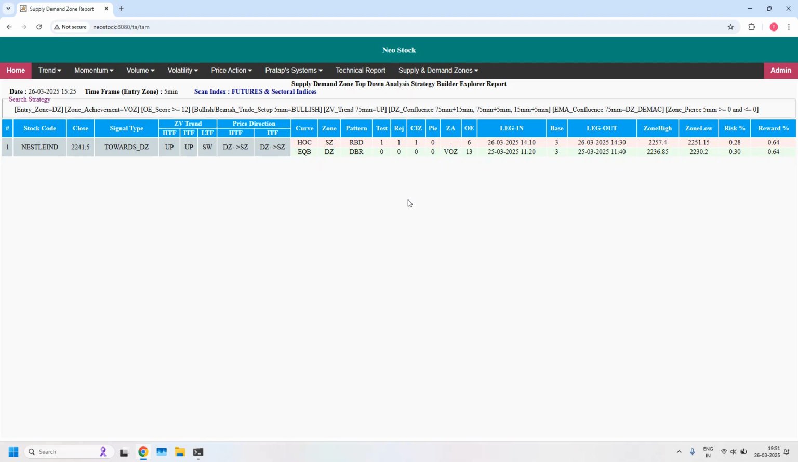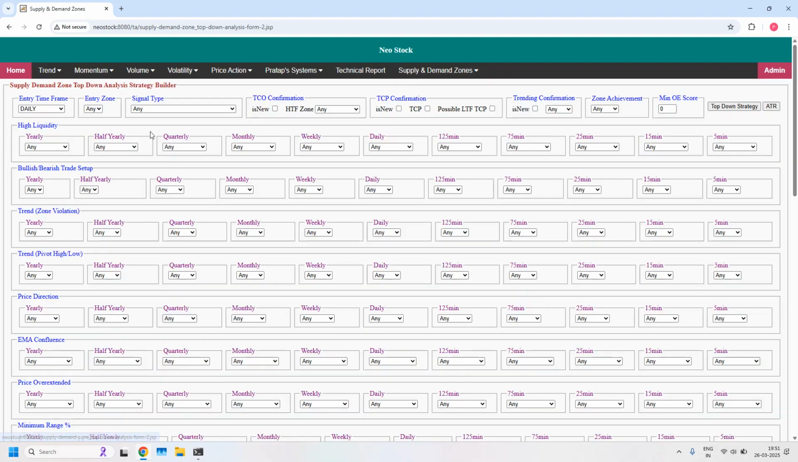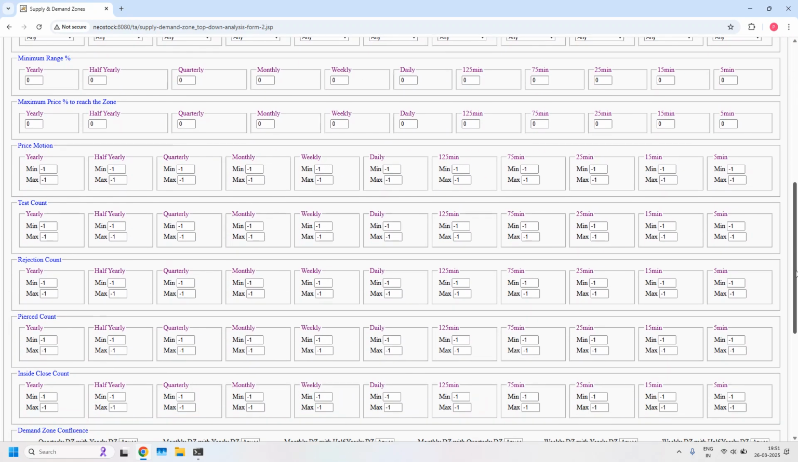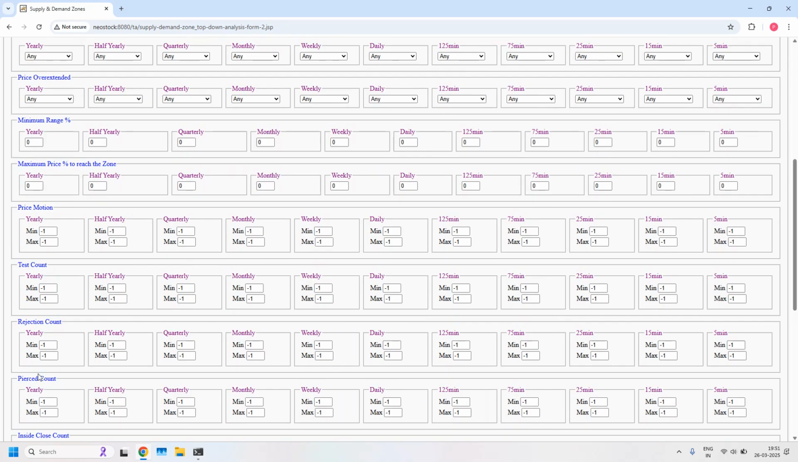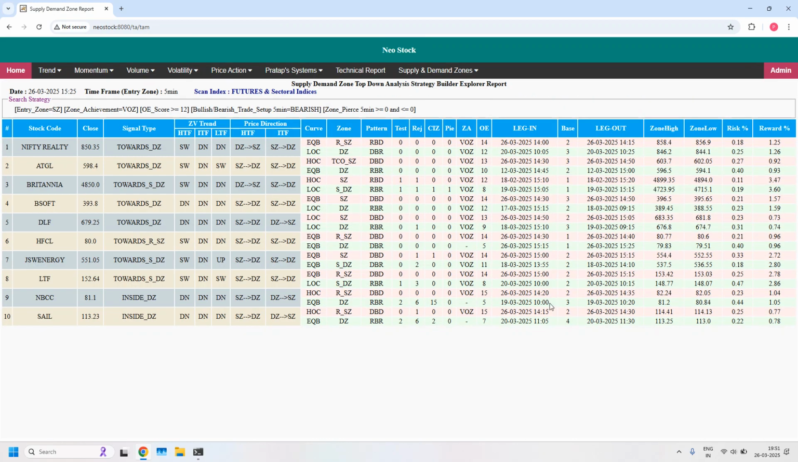Next, we will look into the bearish trade setup for hourly income trade. Entry time frame 5 minutes, entry zone supply zone, bullish or bearish at 5 minutes: I am selecting bearish. Zone achievement VOZ, minimum order enhancer score 12, and also the 5 minute supply zone should not be pierced. So in the pierced count at 5 minutes, minimum value 0, maximum value 0. With these filters, we got 10 stocks.